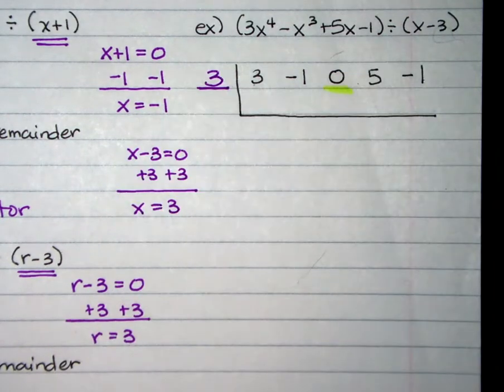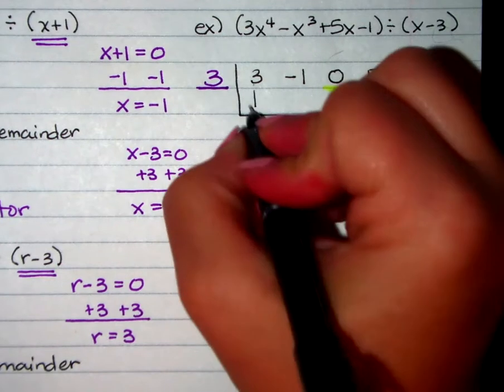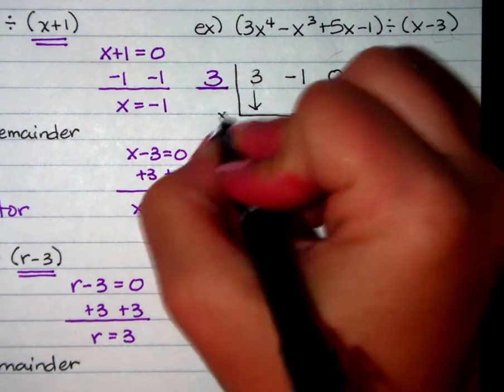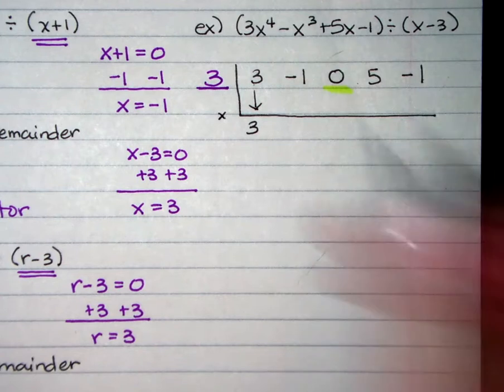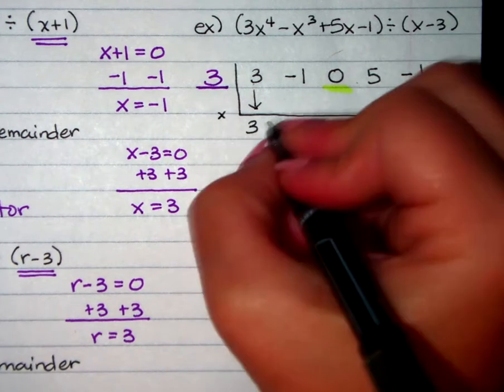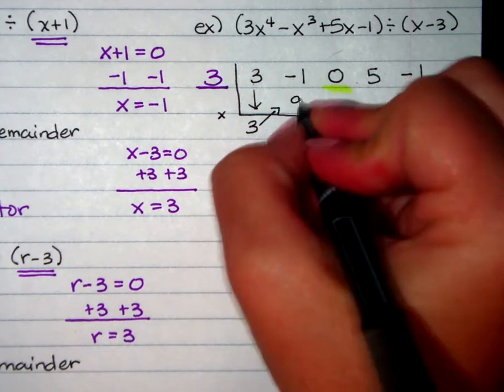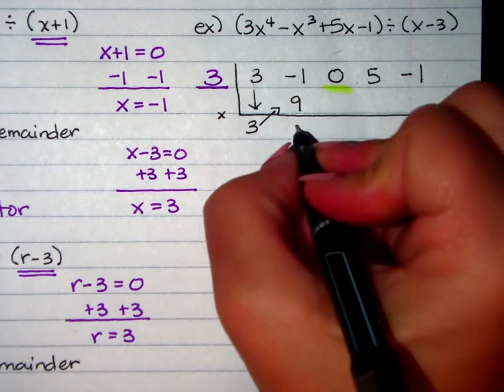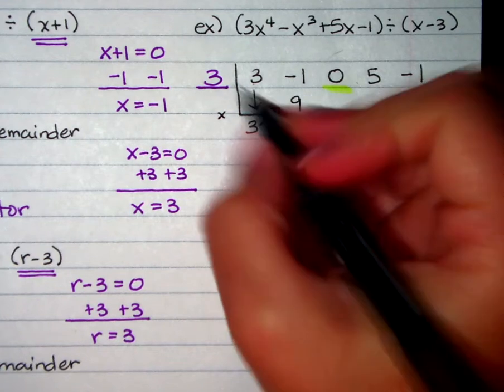3 times 3 is 9. When I add those together, I get 8. 3 times 8 is 24. So you can see that if I didn't have this placeholder here, some things are going to be off-shifted kind of funny. 0 plus 24 is 24.